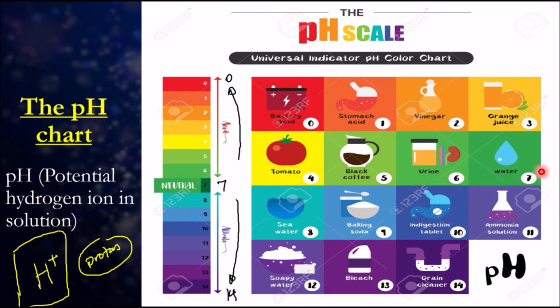So water is 7, urine is actually acidic, sea salt is a little bit on the basic side, baking soda is basic, bleach is very basic, drain cleaner is also very basic, stomach acid is very acidic, and you can see with the other ones here as well. You can see black coffee, so that's just pure coffee beans ground with water, is acidic. That kind of explains why there is sort of a sour taste to espresso coffees.